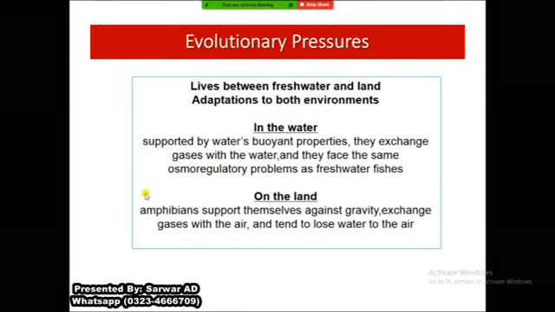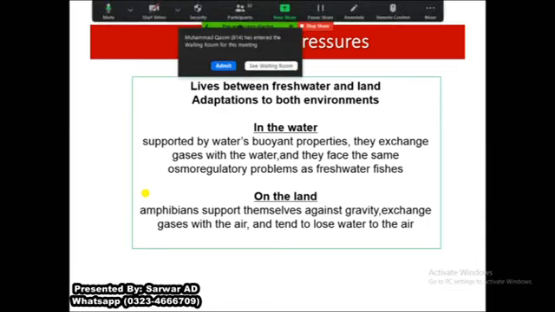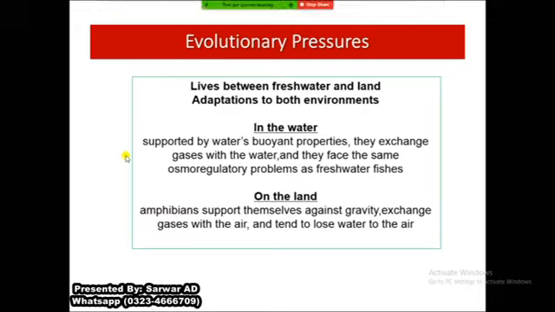Next, on land amphibians support themselves against gravity, exchange gas with air, and tend to lose water to the air. When they are living on land, they support their bodies against gravity, and for that they have strong limbs. They also exchange gases with the air by using pulmonary respiration or buccopharyngeal respiration. In the water bodies they usually perform cutaneous respiration, and they tend to lose water to the air for gaseous exchange. They need to keep their body moist, so they lose water from their body surfaces.